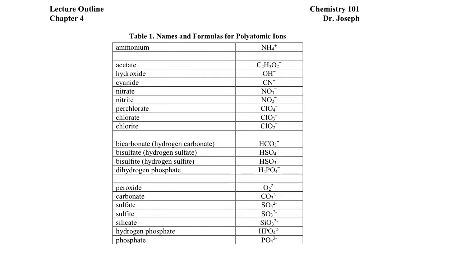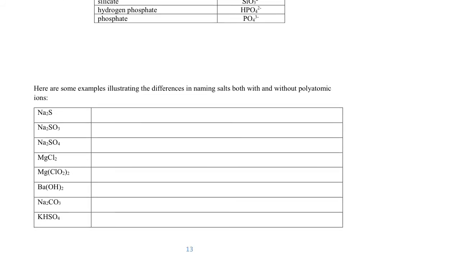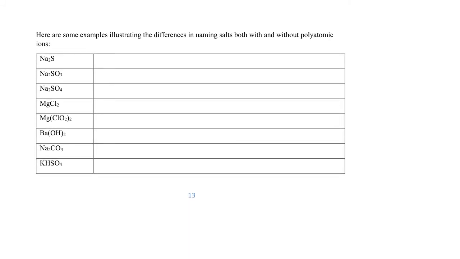For now, though, what we're going to do is go on to this next section and practice naming compounds that have polyatomic ions in them. So let's take a look at how we name some of these compounds. I'm going to start right up here at the top with the formula Na2S. So the first thing I want to do is notice that this is an ionic compound. I have a metal and a nonmetal.